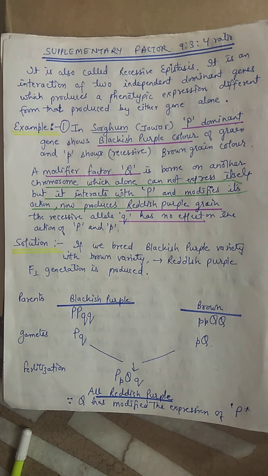Hello, dear students. Today we will discuss the supplementary factor 9:3:4 ratio in the series of gene-gene interactions which we are learning. In this type of interaction, which is also called recessive epistasis, the two independent dominant genes interact with each other to produce a phenotypic expression which is different from what the single gene produces alone.